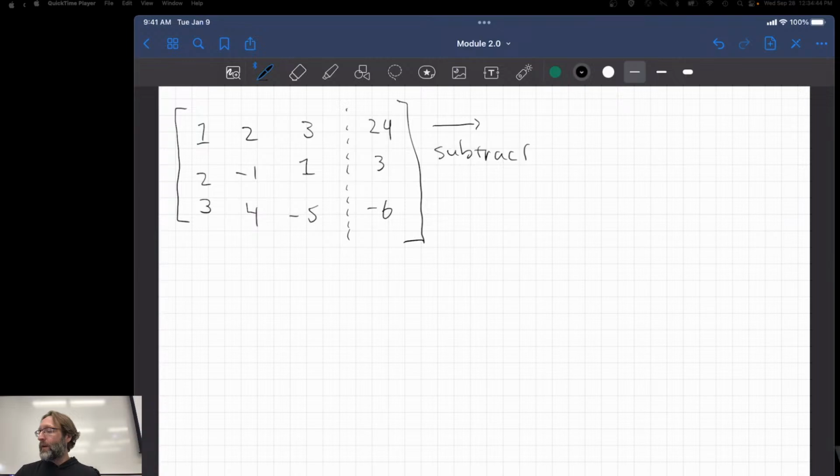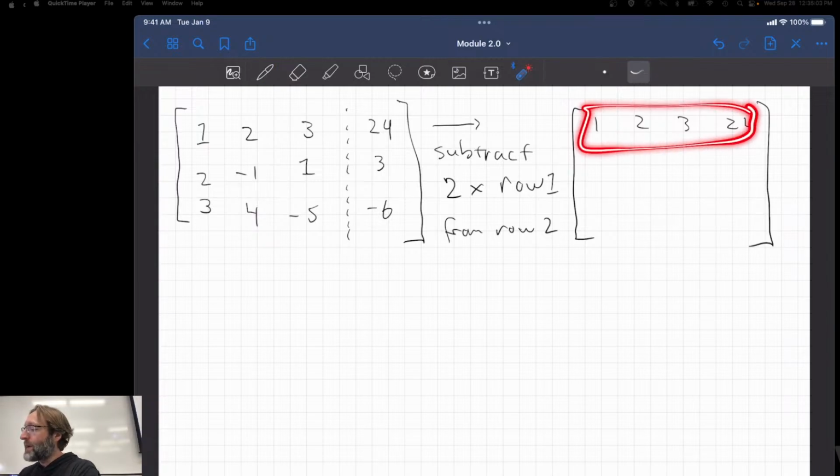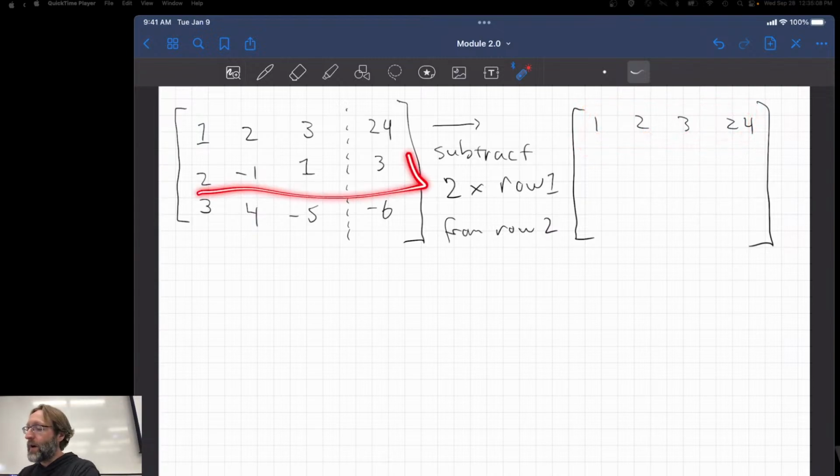Subtract 2 times row 1 from row 2. Okay? So let's do that. The first row, of course, will stay the same, 1, 2, 3, and 24. Okay? So if I multiply this by 2, I get 2, 4, 6, and then 48, right? And if I take that off of this row, what do I get? Well, the whole purpose of doing this was to make that 0, right? Subtract 2 times 2, which is going to be 4, but subtracted from -1 is going to be -5.